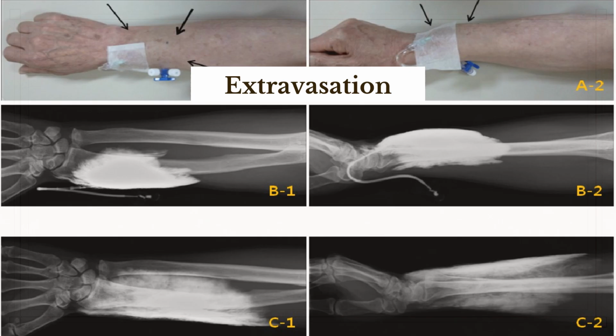A patient may develop vesicular lesions similar to second-degree burns, skin ulceration and blistering, tissue necrosis, and most seriously, compartment syndrome, which can compromise blood flow to the affected limb.